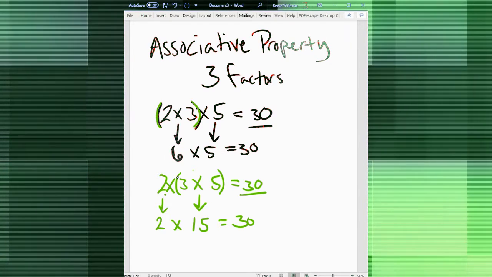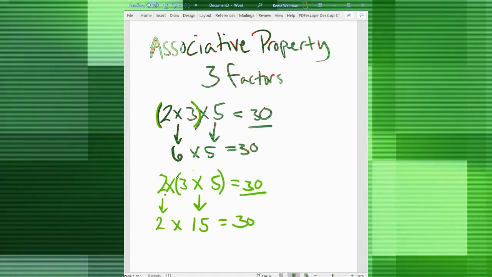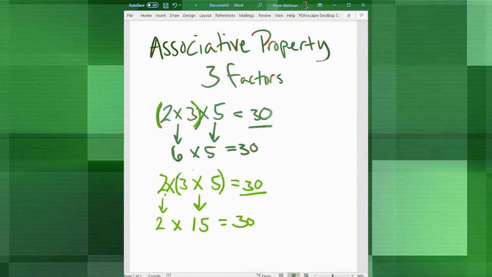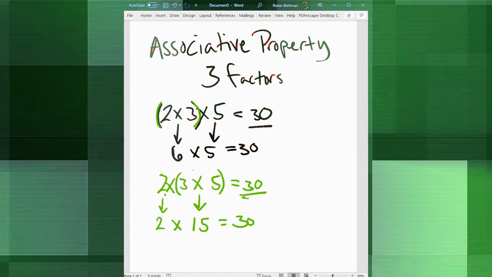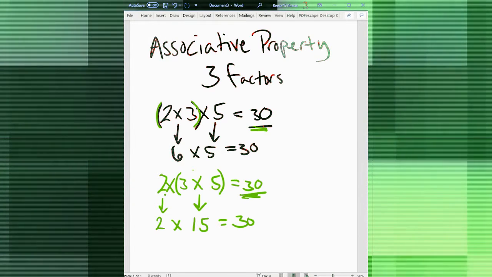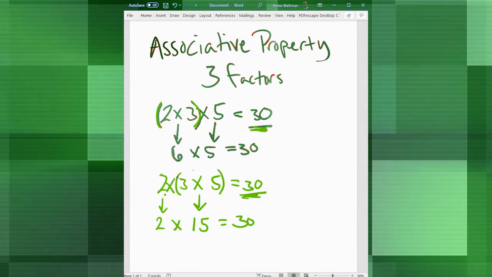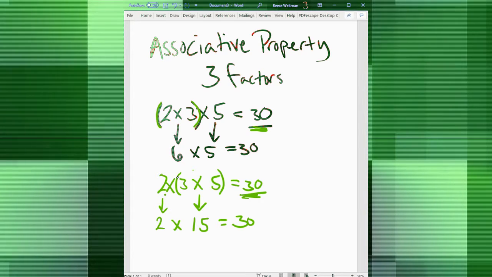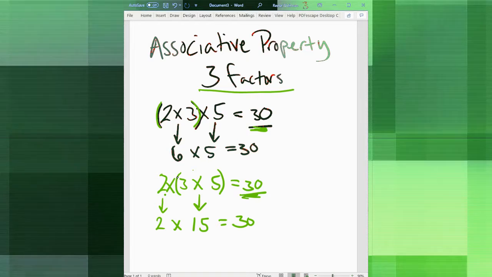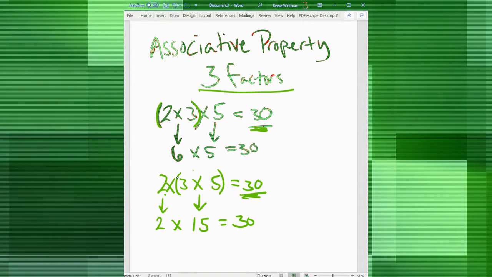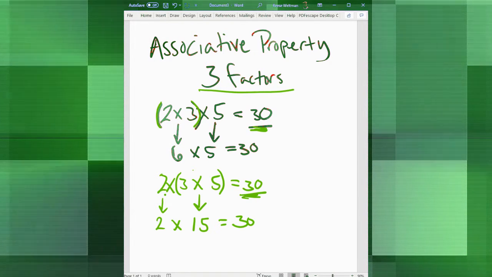In this case, we grouped the 3 times 5 and solved for 3 times 5 first. In this case, we grouped the 2 times 3 and solved for that first. However, we got the same product in every case. So the associative property tells us that we can take three-factor multiplication problems and we can break them up or group them differently depending on what works best for us in the situation.